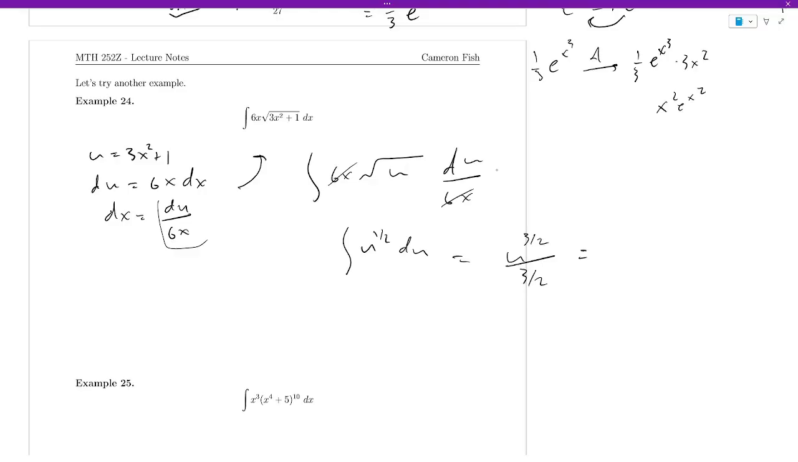You're not done here. You got to plug your original u back in, because I want the answer in terms of x. So just write down your original thing. That's u, right? So that to the 3/2. And again, the parentheses are really good here.